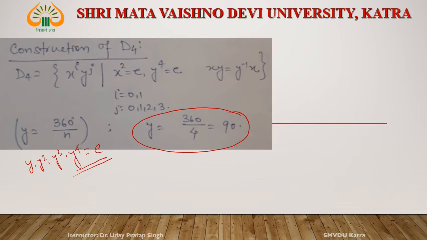If we denote y as 90, that is R90, then R180, R270. Now what is e? That is R0. This is rotation.